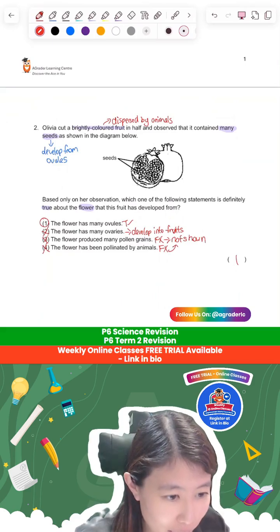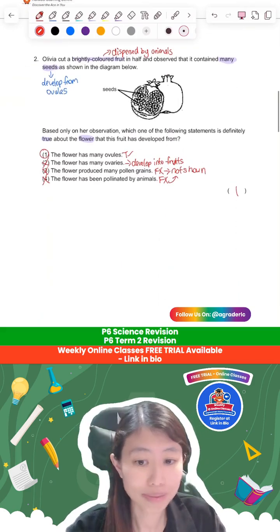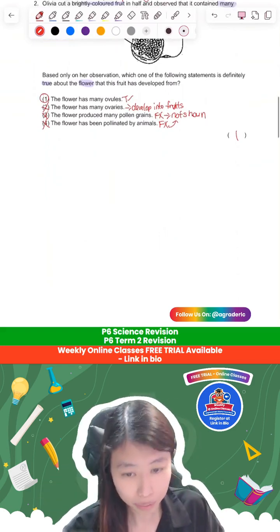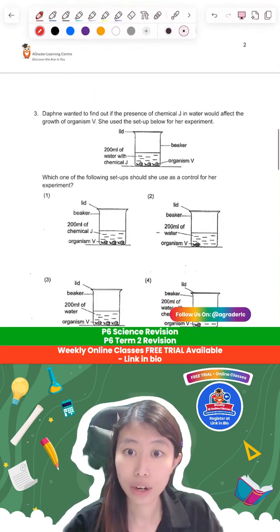Adaptation, no, not yet. Your school teaches adaptation so quickly already? Some schools haven't taught it yet. Okay, let's look at question 3.